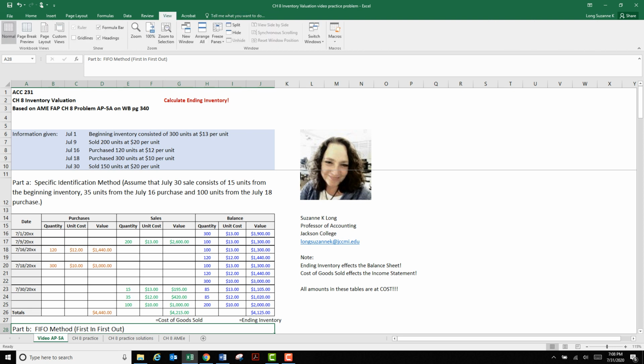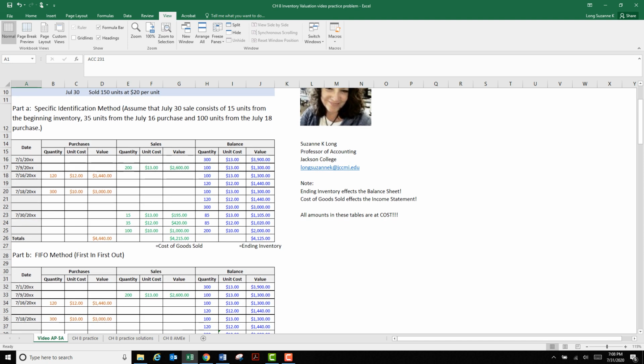I'll go ahead and take off the freeze panes. Let's just look at this one more time all the way through. This is a great practice problem that gets at all four methods. Specific identification, what did we do right here? We're looking at which ones were sold. And they had to tell us that. So when you're doing specific identification, look at the information that's given so you can see what's happening. We need to know what's being specifically identified.